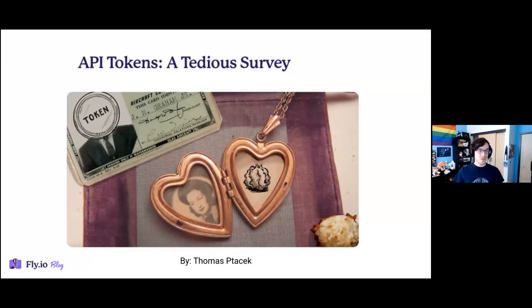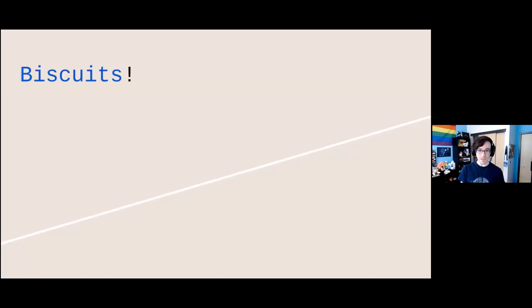So I was doing research for macaroons and API authorization tokens in general, and I came across a fantastic article by Thomas Ptacek. I highly recommend you read this. It's called API Tokens: A Tedious Survey. It goes over so many different kinds of authorization tokens for distributed auth, and just goes over JWTs and macaroons and all sorts of things that I haven't even heard of yet. Really great article, highly recommended. I was going through it and it listed one specific token that I thought was really, really interesting. They're called biscuits.